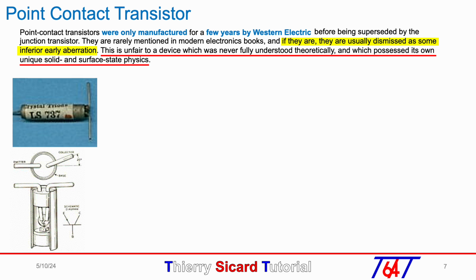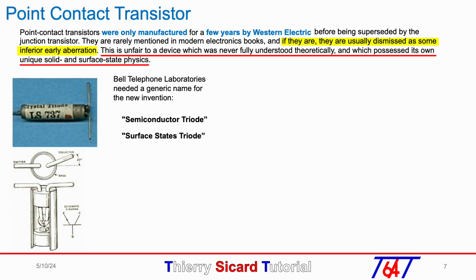Following this invention, Bell Labs needed a generic name. Several proposals were semiconductor triode, to link with the existing triode, surface state triode because of the surface state physics, and crystal triode, a reference to the crystal diode. You can note that this name is marked on the first component manufactured by Western Electric. Solid triode shows that it was an equivalent of the triode but in solid state. Fortunately, we avoided the name Iotatron.